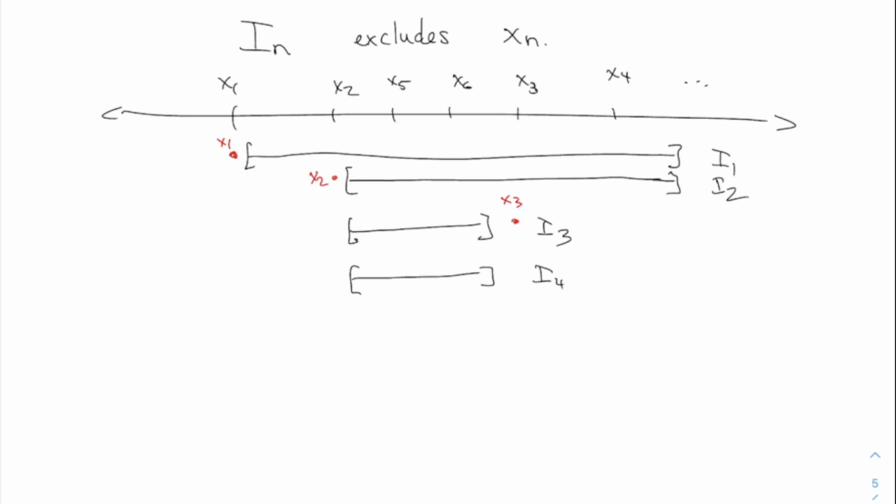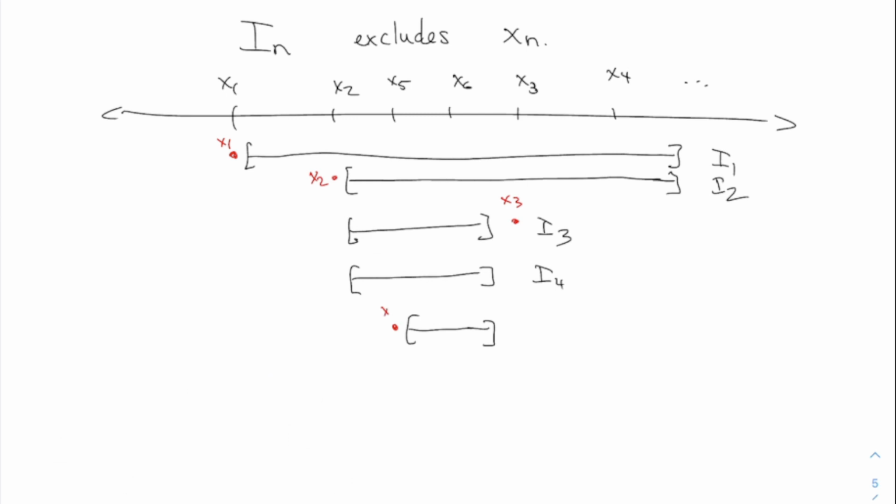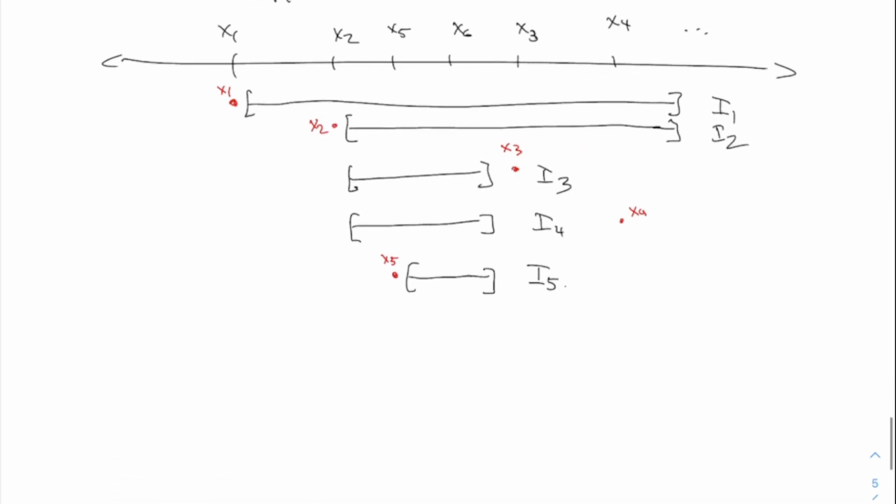All right, next I shrink down. I5 needs to exclude x5, so maybe I'll shrink it like this, where x5 gets left out over here. x4 was all the way over here, of course. This is how we are going to build each interval, and you can continue this as long as you like. These things are constructed to have this property: xn is not in In for every n, right?